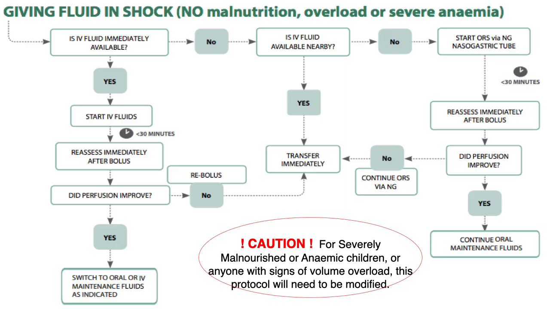So for a patient with shock, especially without malnutrition or severe anemia, set an IV line and start IV fluid immediately and reassess. Give a bolus of 500 and repeat, assessing after 30 minutes. If the patient improves and the perfusion improves, then you can switch to oral.